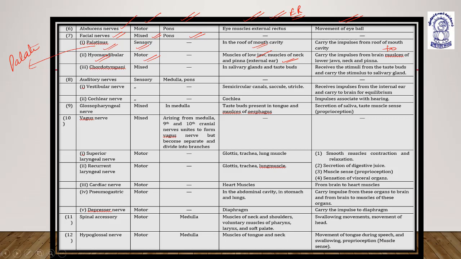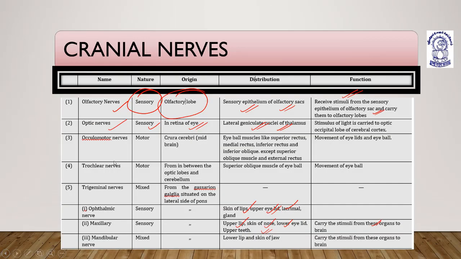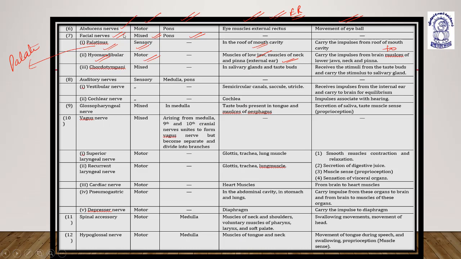So we have discussed right now olfactory, optic, oculomotor, trochlear, trigeminal, which is for the ophthalmic, maxillary, mandibular, then abducens, which is motor, facial, which further has three parts: palatinus, which supplies the palate and is sensory in nature; hyomandibular, which is motor, supplying the muscles of the lower jaw, neck and pinna, that is the external ear; and then the chorda tympani, which is a mixed cranial nerve found in salivary glands and taste buds. It receives the stimuli from the taste buds and carries the stimulus to the salivary gland.